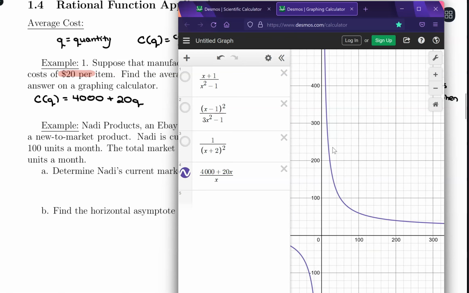Coming from positive infinity really doesn't mean much in this case, because we're never going to be producing a fraction of an item. But the idea is if we produced one item, that would be 4,000 plus 20, so it will cost $4,020 on average to produce that one item, which makes sense.